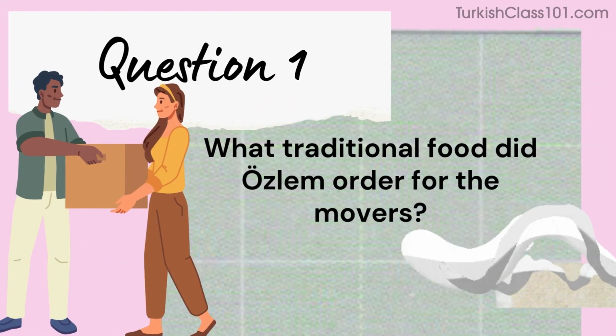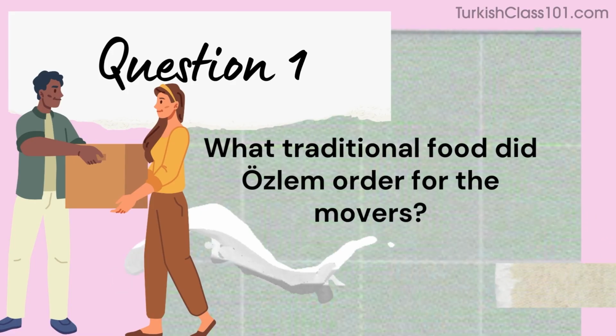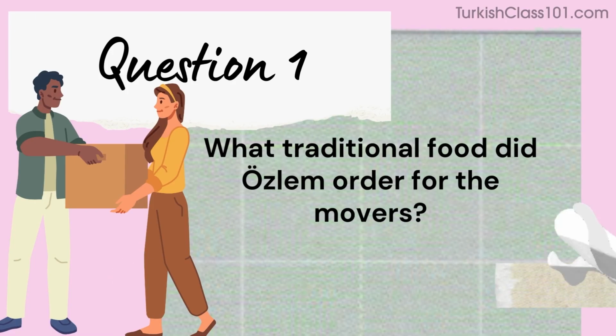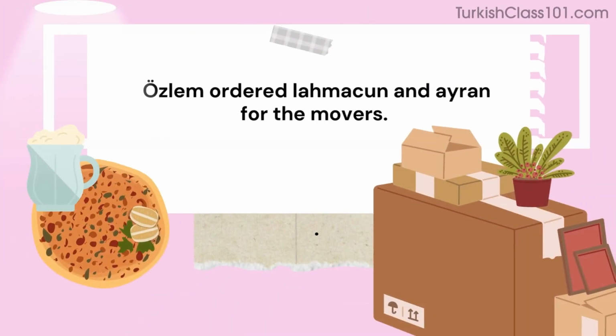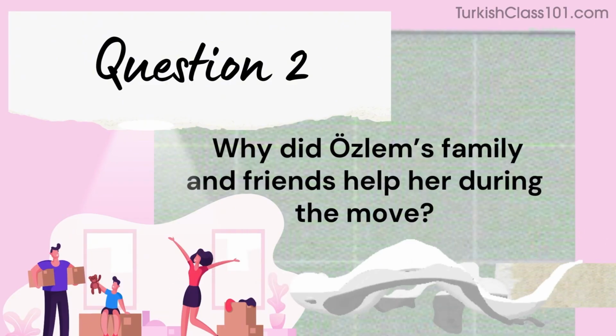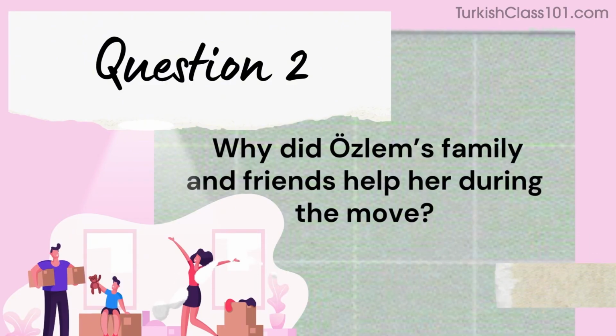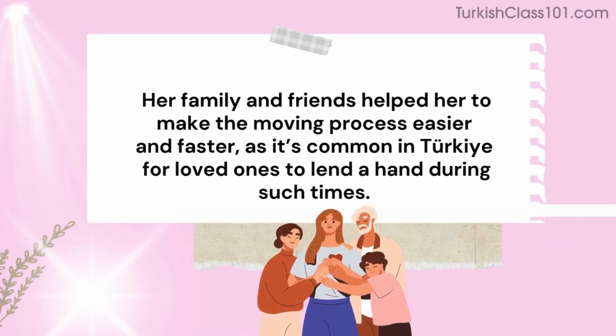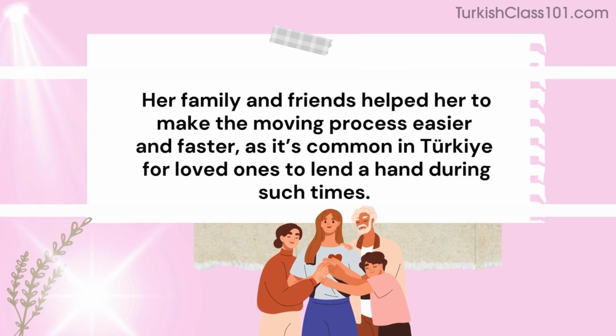What traditional food did Özlem order for the movers? Özlem ordered lahmacun and ayran for the movers. Why did Özlem's family and friends help her during the move? Her family and friends helped her to make the moving process easier and faster, as it's common in Turkey for loved ones to lend a hand during such times.